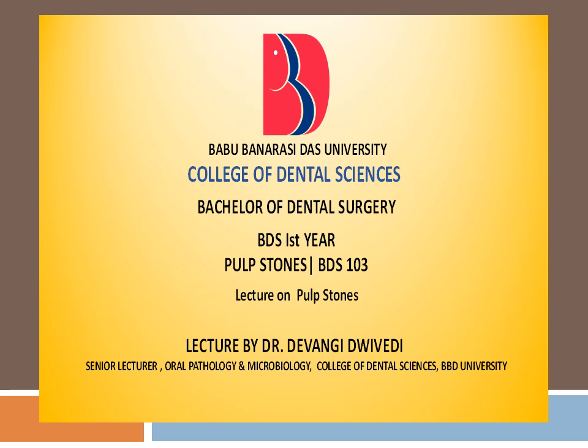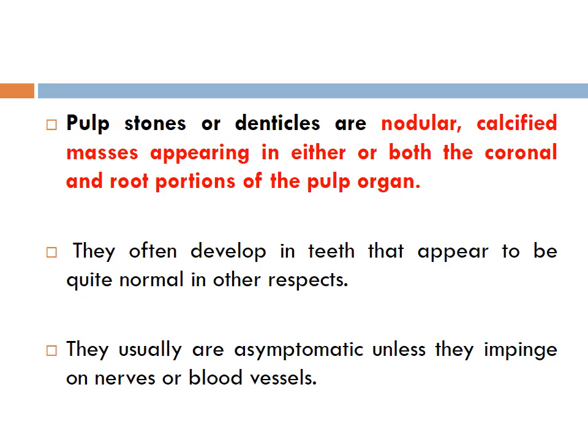Today I am going to tell you about pulp stones. Pulp stones, also referred to as denticles, are nodular calcified masses appearing in either or both the coronal and root portions of the pulp organ. They often develop in teeth that appear to be quite normal in other respects.